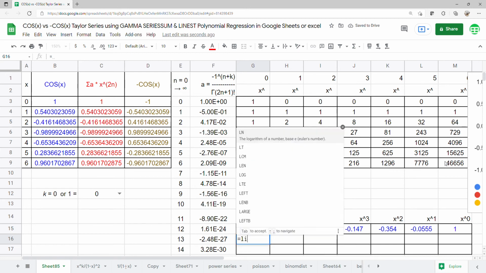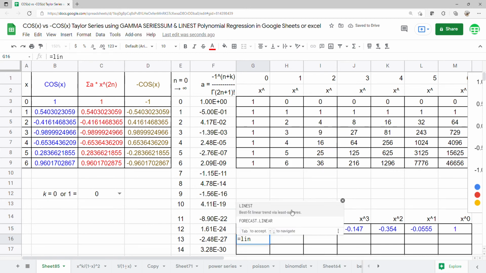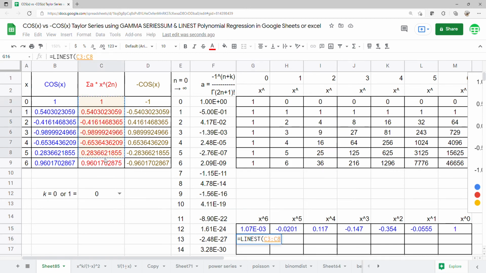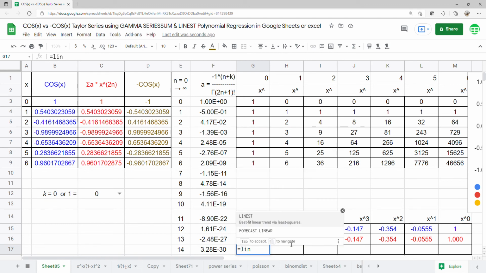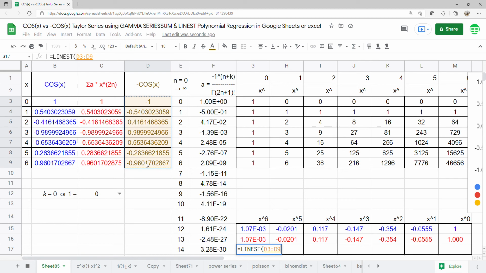Again, LINEST, that's for the expansion, data y and data x. And finally, the negative cosine. That is, again, LINEST data y and data x. Now let's compare.